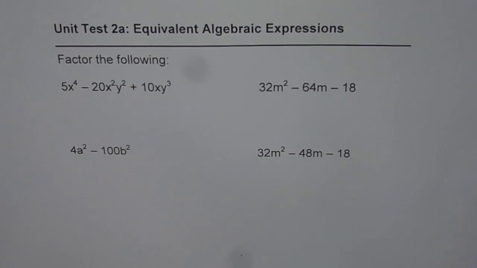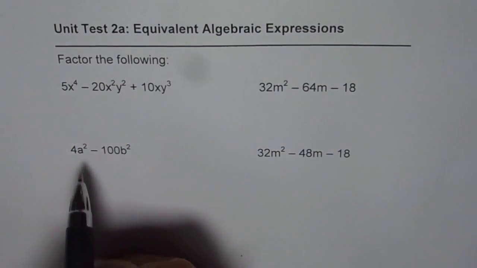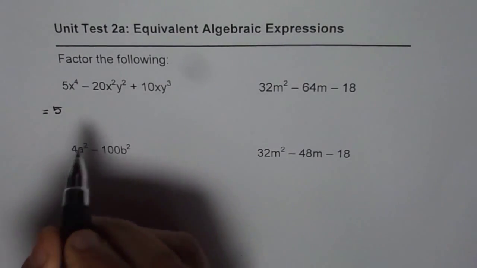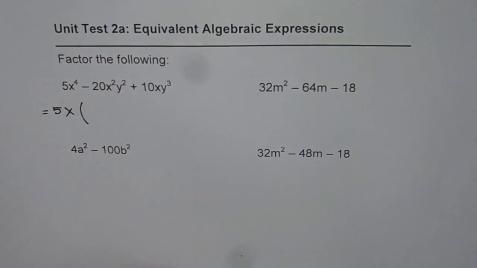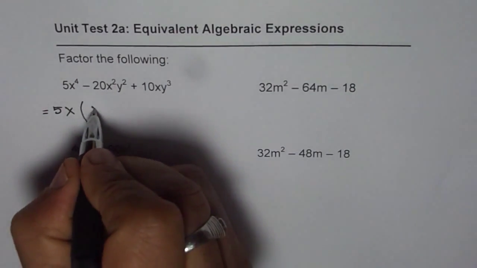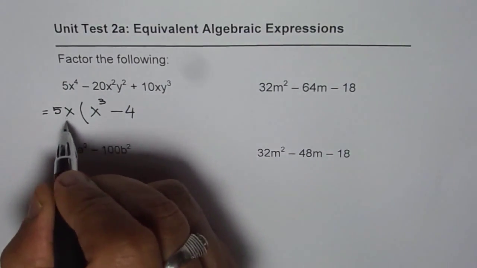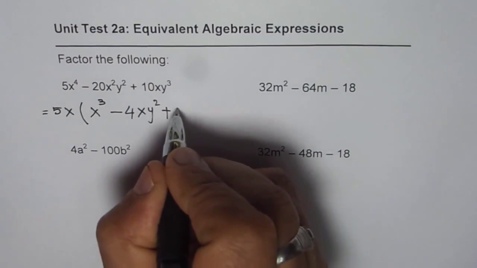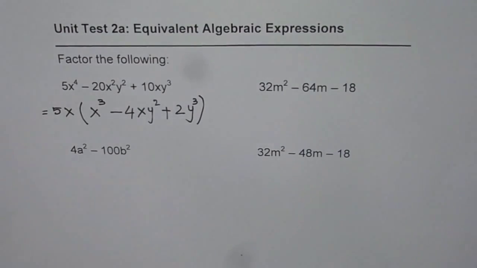Well, let's begin. The first one is 5x to the power of 4 minus 20x square y square plus 10x y cube. Now in this case we can do group factoring. 5 is common, so let's say 5. x is there in all. y is not there in the first term, so we cannot take any y common. So 5x is the only common factor here. Dividing, we get x cubed from the first term, minus 20 divided by 5 is 4, x square, x is common, so x, and y square. From the third term, 10 divided by 5 is 2, x has been factored out, we're left with y cubed. So that is how we can factor it.